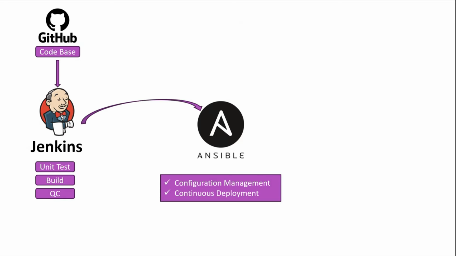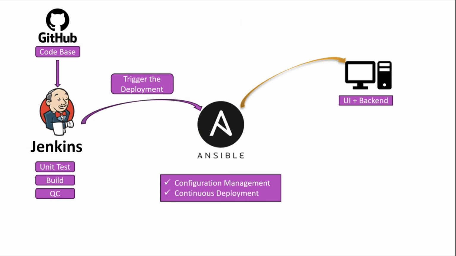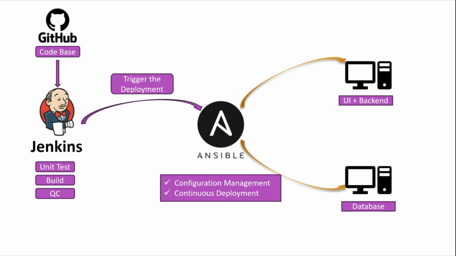So Jenkins will trigger the deployment. We are going to set up and integrate Ansible with Jenkins. Once the build process in Jenkins is over, it will trigger the deployment, which means it will trigger the Ansible playbook. Once the Ansible playbook is triggered, it will deploy the UI and the backend onto one server, and the database will be deployed onto a different server. So here we are going to use two separate servers: one for the UI and the backend, and the other one for the database.